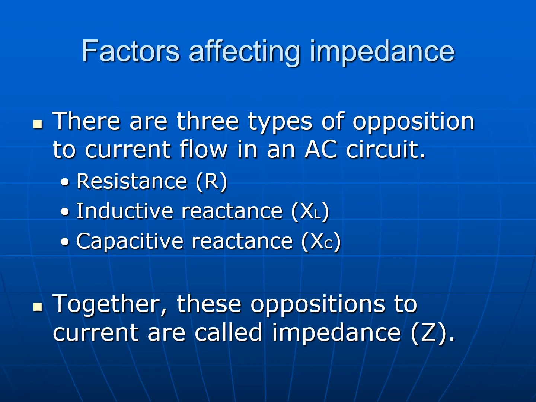In first year, we taught you about resistance, which is the direct opposition to current. However, with an AC circuit, there's two other types of opposition to current that you need to be aware of, and we're going to cover these in greater detail as we go on through the course. But those other two types are inductive reactance and capacitive reactance, and they both oppose current in their own individual ways. Now, if we take inductive reactance, capacitive reactance, and resistance, the culmination of all these three different components together gives us what's called impedance.